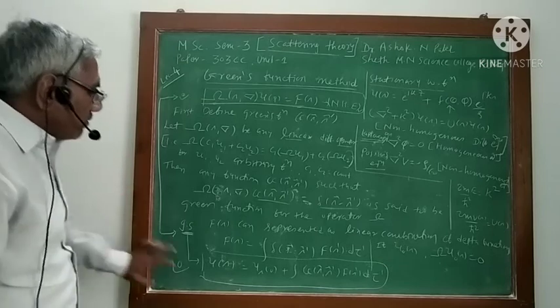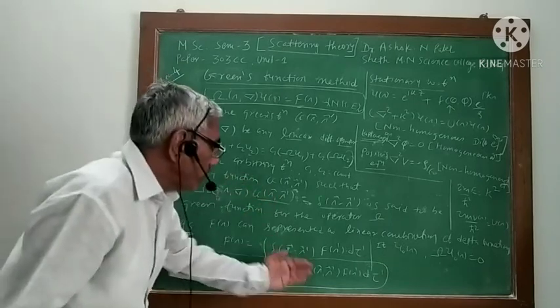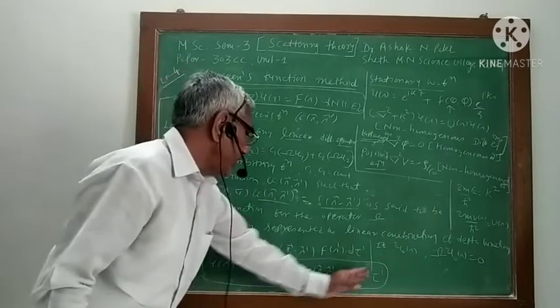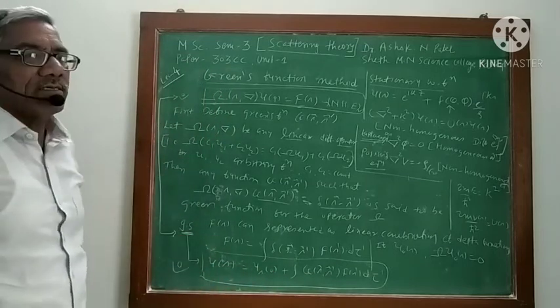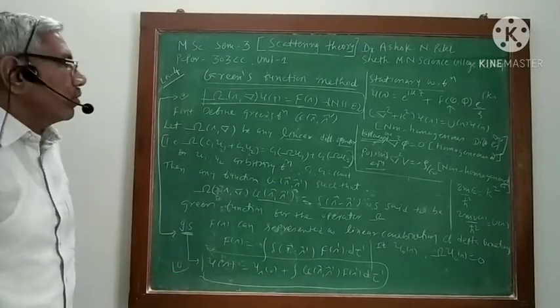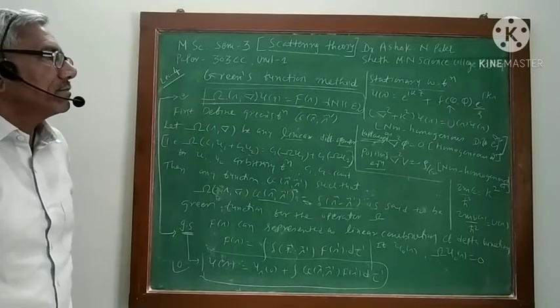So now this is my solution. Now I know my Green function. So everything is known, and so that's it. That is your general solution for this non-homogeneous equation.